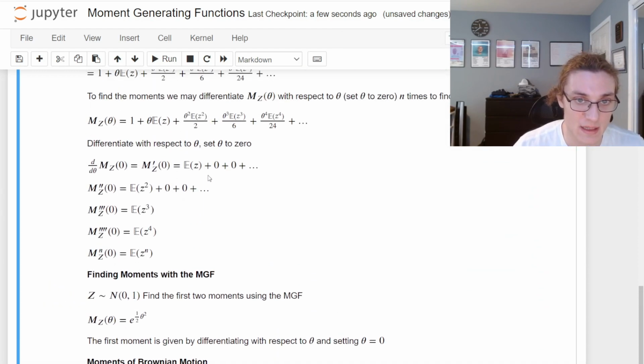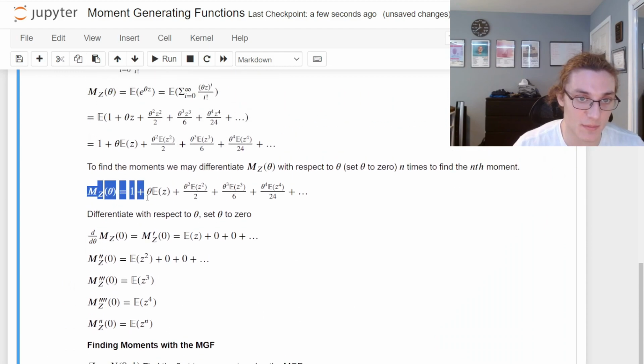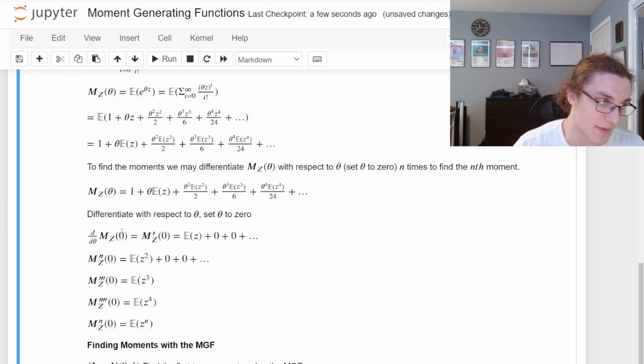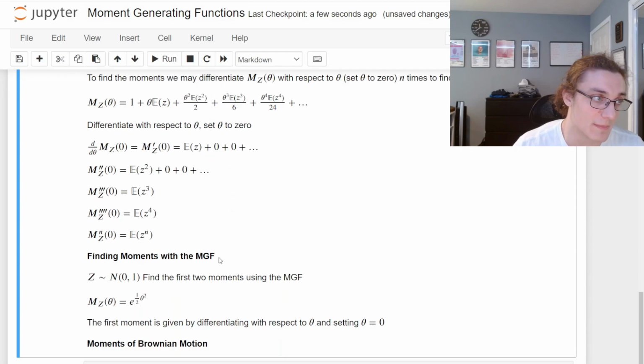Okay, and that's exactly what we did here, right? We differentiated the moment generating function with respect to theta, set theta equal to 0, and we find the first statistical moment. So now that we have the moment generating function, all we need to do is find this quantity right here, and that'll be our first statistical moment.